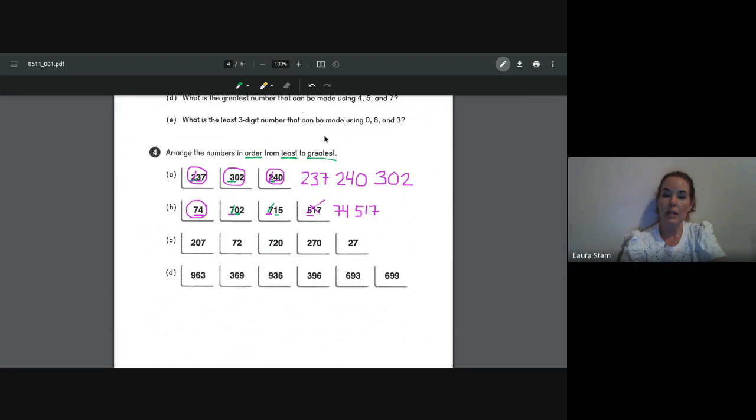So let's write it. It's going to be a different color, but that's okay. 700. Whoop. Oh, goodness. I'm going to rewrite the 7 over here. Sorry. 702. And then my last number that's left is 715. There we go.